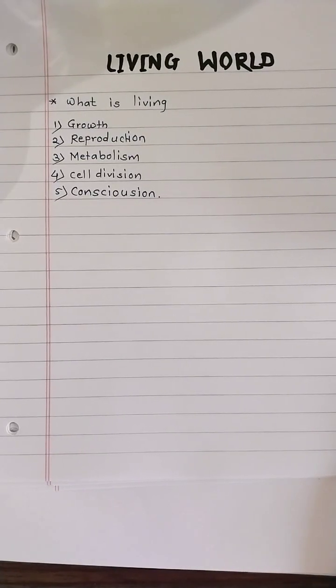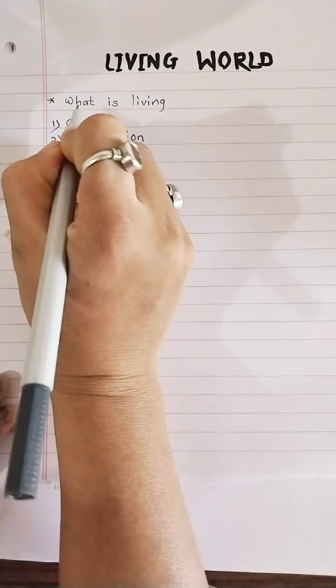Hello everyone. In this video we will discuss the 11th standard first chapter, The Living World. We already studied which are living things and which are non-living things. Living things and non-living things are mainly differentiated based on their features. And the chapter starts with a question: what is living?